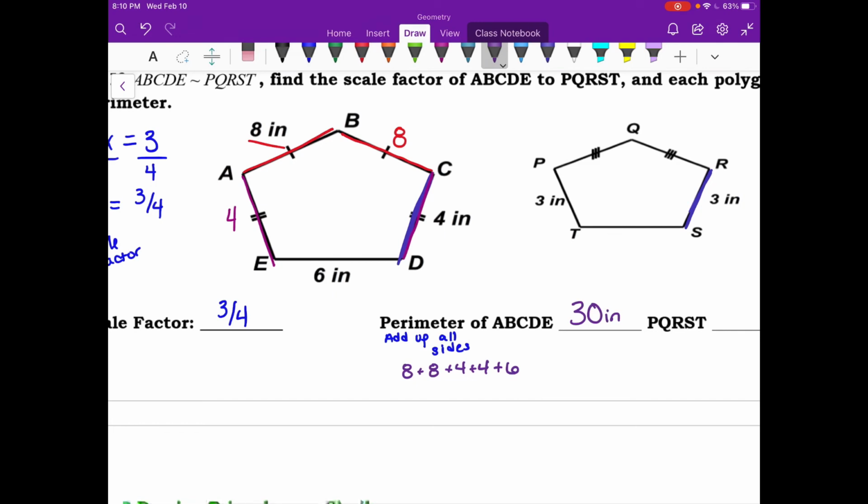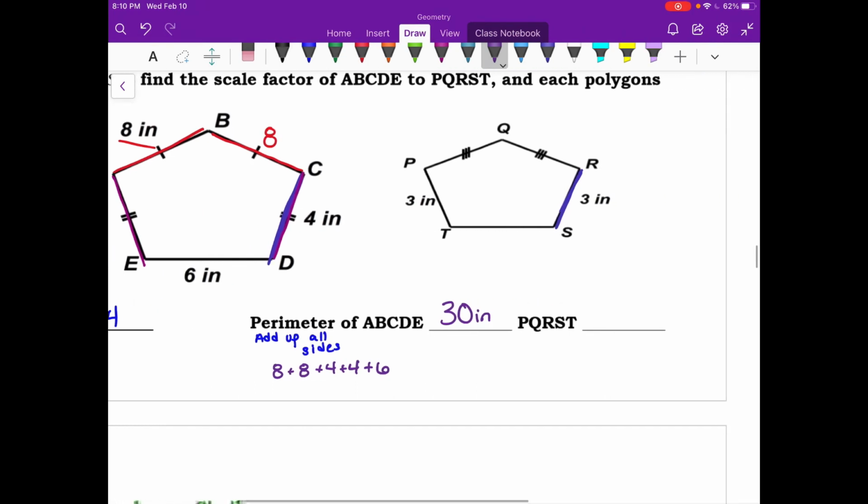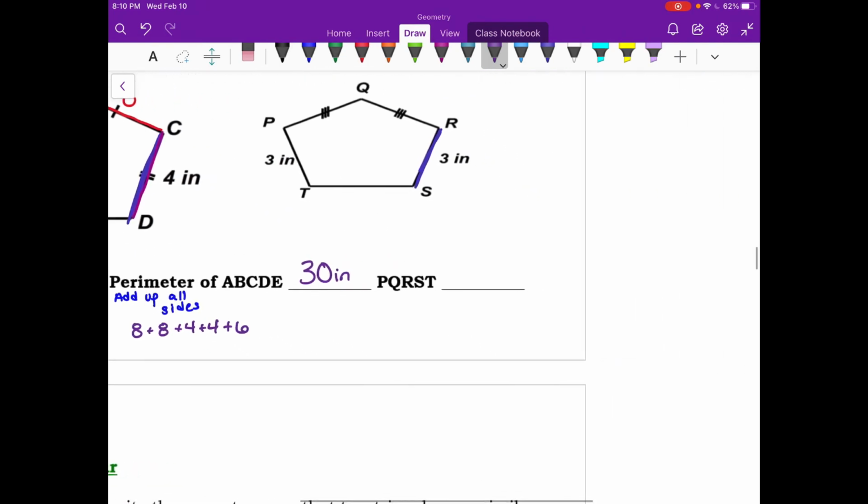So 30 inches. Now remember, my perimeter is proportionally the same on both shapes, which means it has the same scale factor. So to find the perimeter of PQRST, I don't even need to add up those sides or find the measure of them. All I need to do is multiply my perimeter, 30, by my scale factor, which was 3/4. So when I do that, and remember every whole number is over 1, 30 times 3 is 90 over 4, which is 45 over 2. And so if you want to reduce that, you can, but I'm just going to leave it as an improper fraction. 45 over 2 inches.